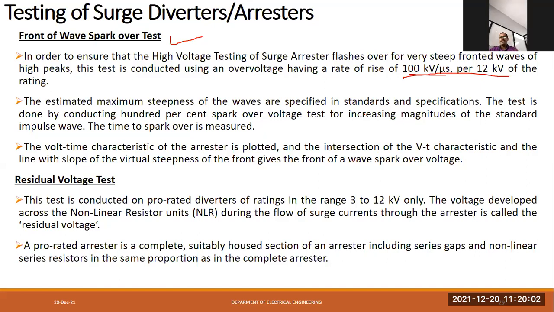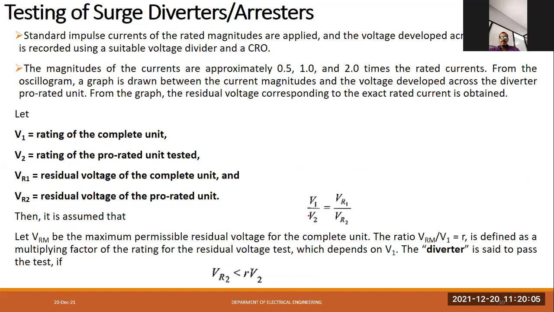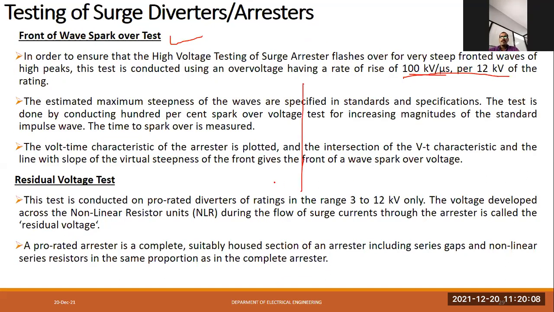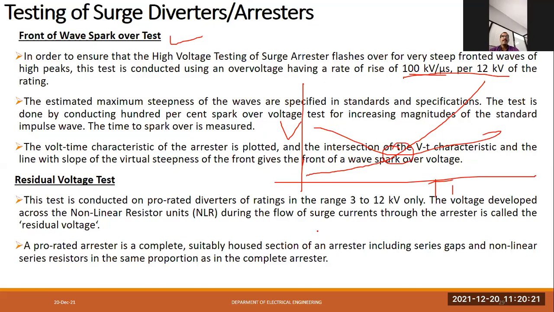And such kind of intersections. Suppose I'll say that is the time duration curve. So that is the time and that is the voltage. So here, as you increase the time, you are increasing the voltage, and somewhere at some places you will get the intersection. Whenever you get the intersection, at that time you can simply find out the line of slope, where you will have to identify the virtual steepness of the front wave. So that may be your front of wave spark over voltage, right? So this is all about the front of wave spark over test.